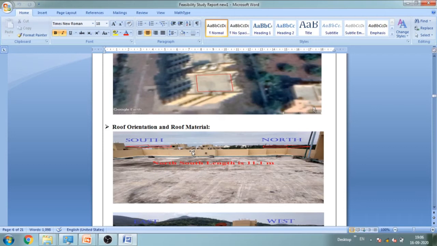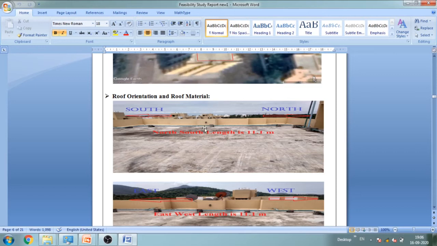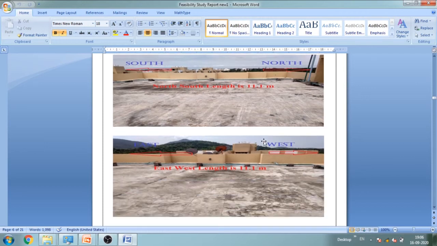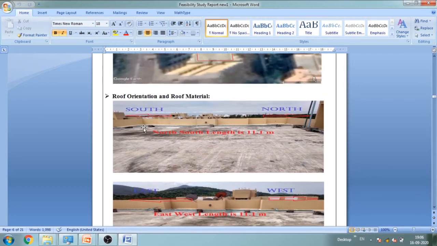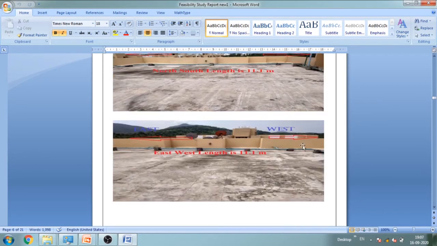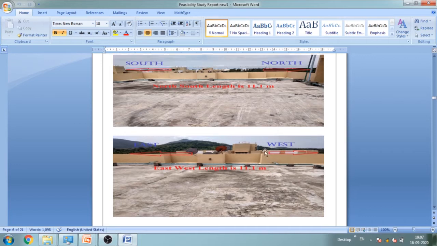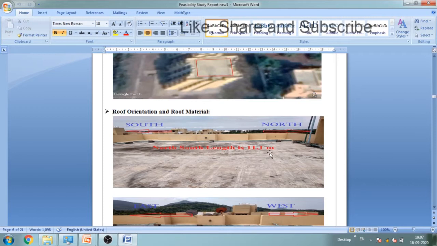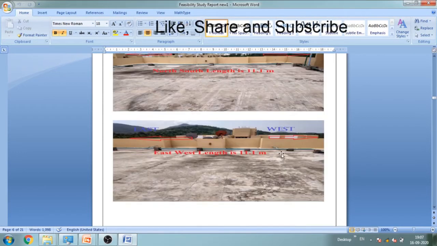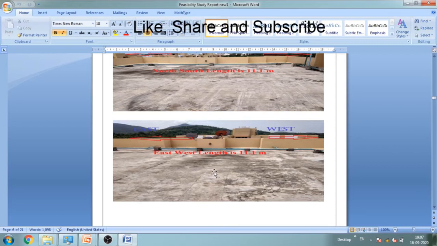The second parameter is the manual assessment of the rooftop area. In this case, we have assessed the area manually. We found the basic directions of the rooftop area. So here this direction is shown as north, here it is south, here it is east, and the west direction is also shown. Then the south to north length and also the length from east to west have been shown over here. The basic length of the rooftop area is 11.1 meter from north to south direction, and the basic length of the rooftop from east to west direction is 11.1 meter.